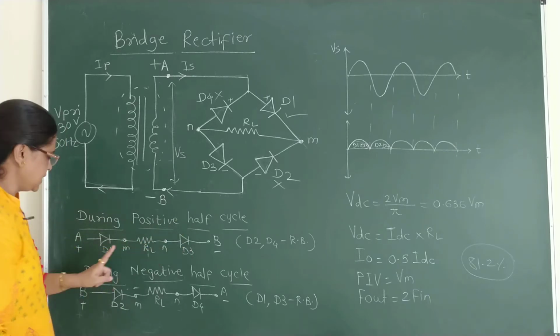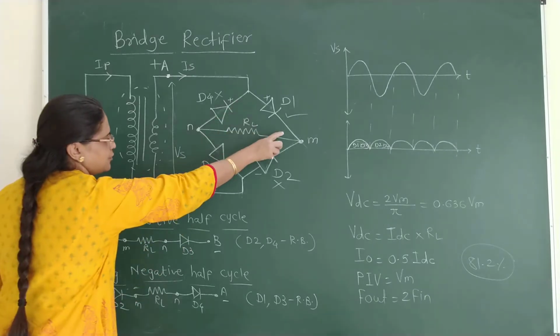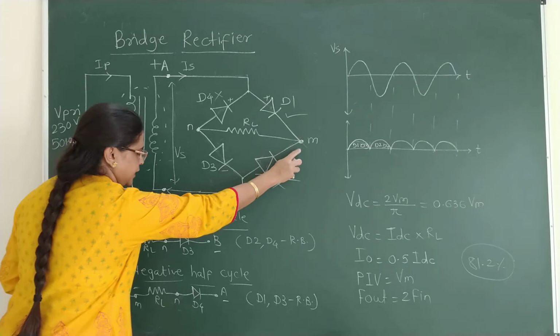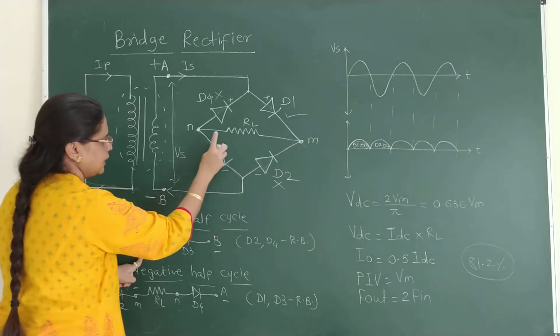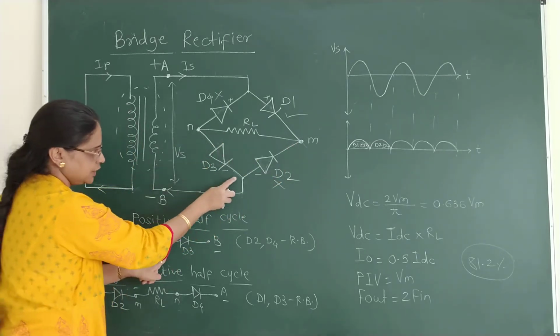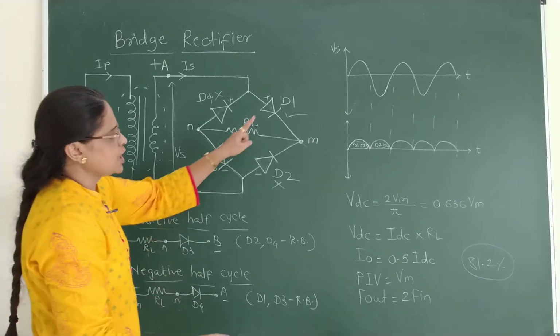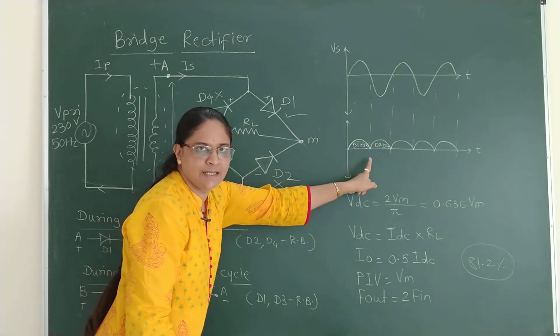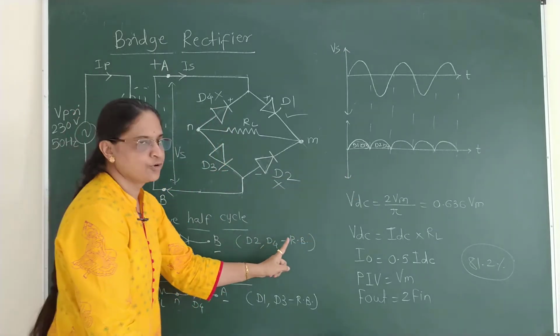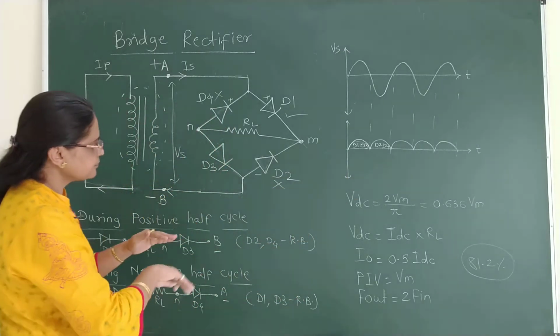So what happens in the positive half cycle? During the positive half cycle, the A end is positive, current flows through D1 up to point M, then through RL up to point N, through D3 and back to point B. So during the positive half cycle, D1 and D3 work, whereas D2 and D4 remain reverse biased.